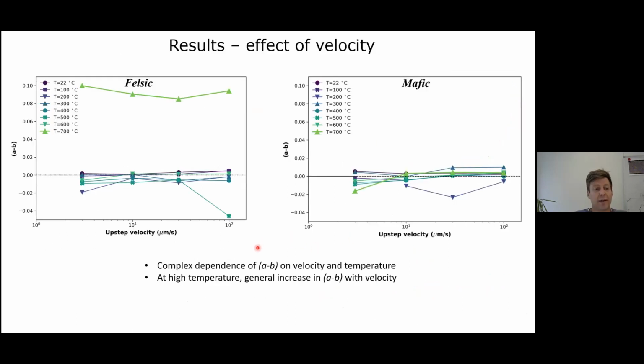So that is shown here in a slightly different plot. Here is A-B as a function of the upstep sliding velocity. It's basically the same data, and it shows that there is really quite a complex dependence of A-B on velocity and temperature. But if we focus on the higher temperatures, so 400, 500, 600 for the felsic sample, as well as 500, 600, 700 for the mafic samples, we see that in general, we have a smaller value at low sliding velocity and a higher value at high sliding velocity.